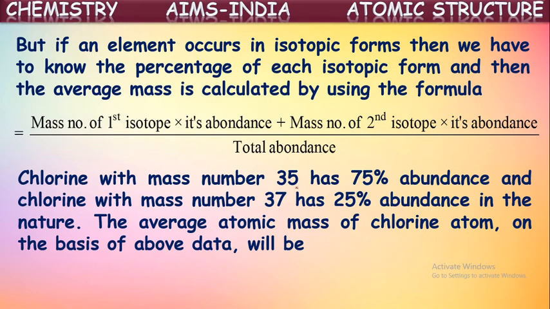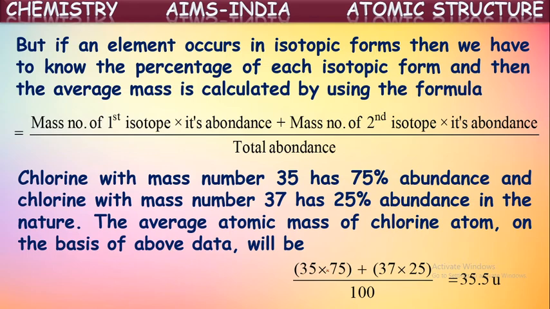35. So let us substitute that. 35 multiplied by its abundance. Its abundance is 75%. So the mass number of the first isotope, 35, times its abundance 75, plus the mass number of the second isotope, that is 37, times its abundance 25%. Total abundance means the sum of these two. How much do we get? 100.